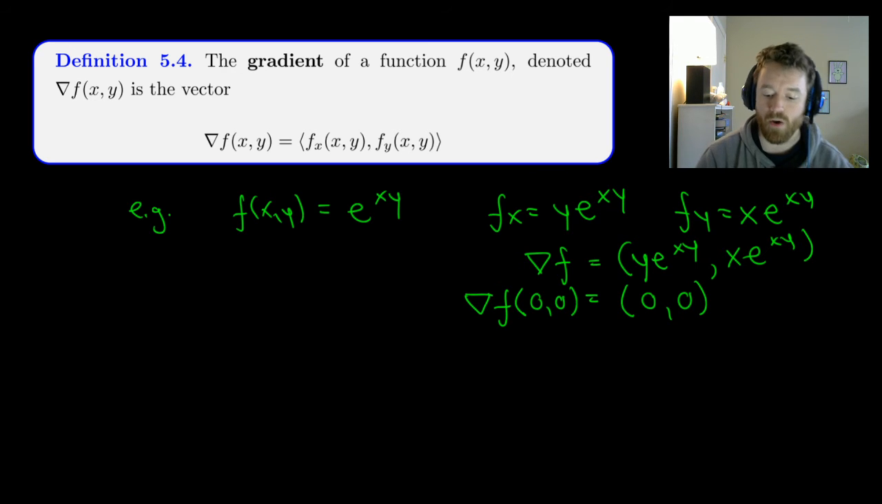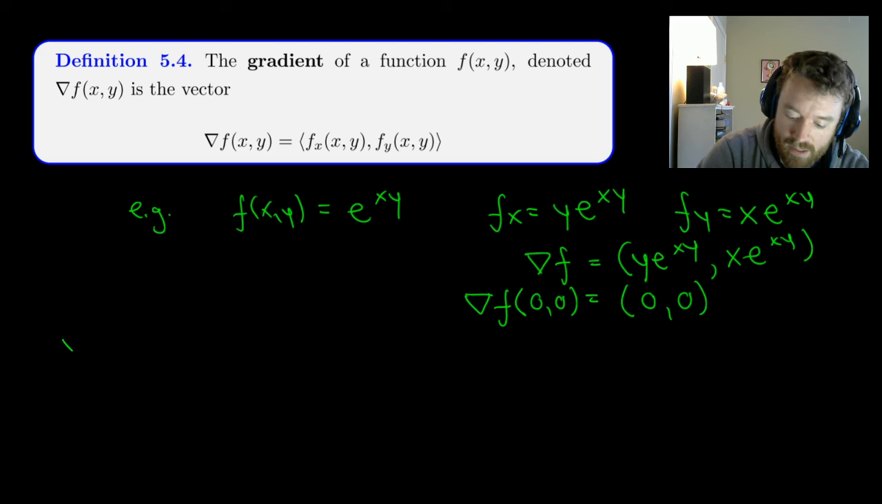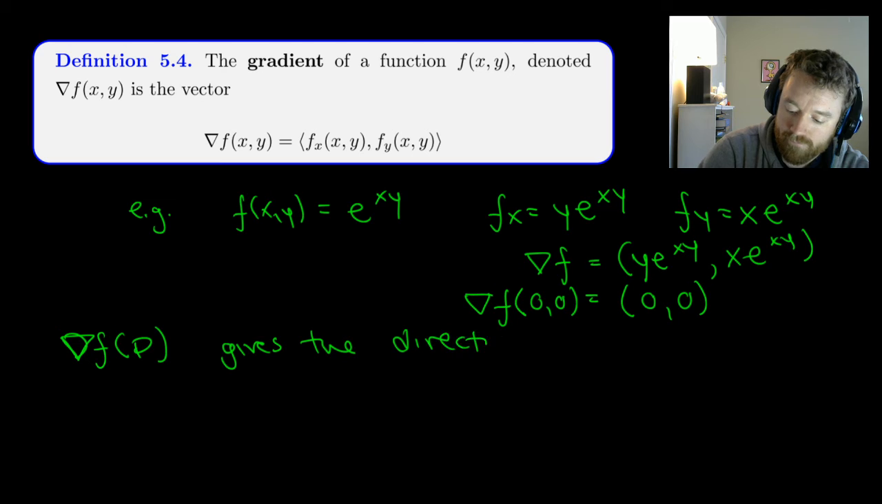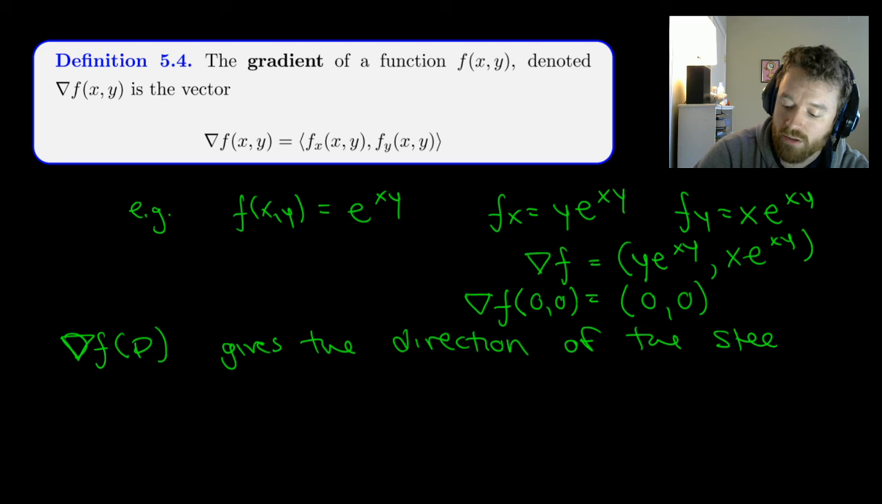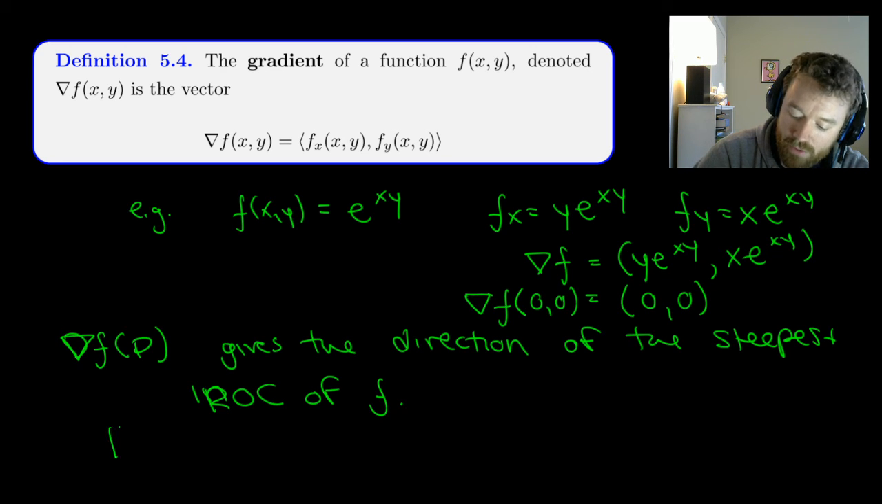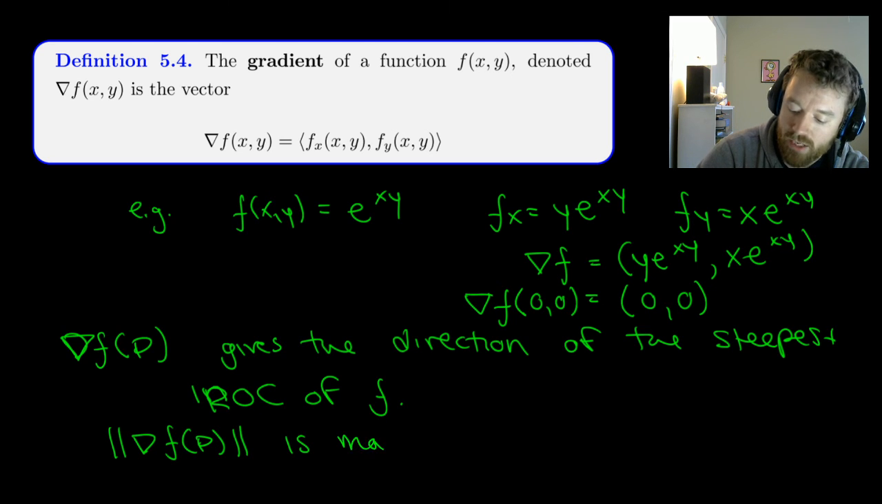So some things to note about the gradient. We're going to be talking a lot about the gradient in the next section. But maybe just to give you an appreciation for what this thing is, at a point, the gradient of f at p gives the direction of the steepest instantaneous rate of change of f. And the magnitude of this thing is the magnitude of that change.